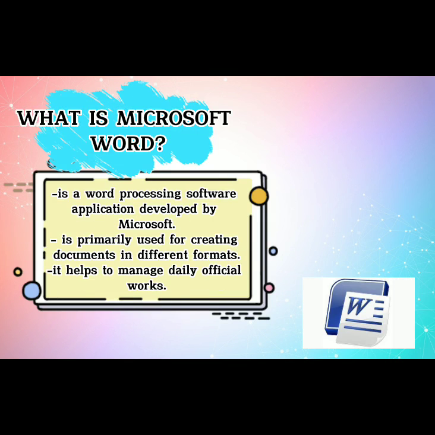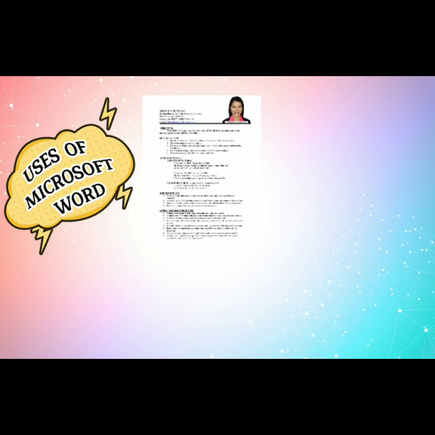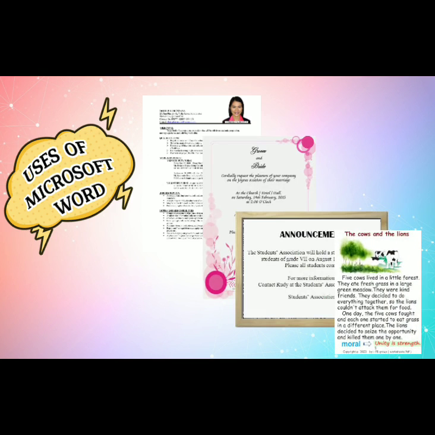So what is Microsoft Word? Microsoft Word is a word processing software application developed by Microsoft. It is primarily used for creating documents in different formats. It helps to manage daily official work. Microsoft Word is used in daily life and business to create professional-looking documents such as resumes, letters, invitation cards, announcements, short stories with pictures, worksheets, and almost all types of documents that you want to use, share, and print.